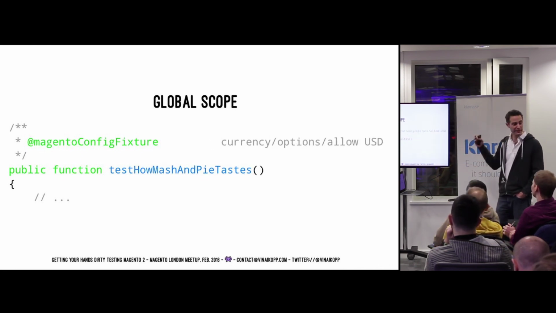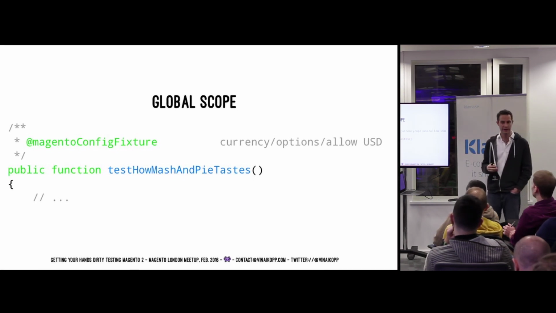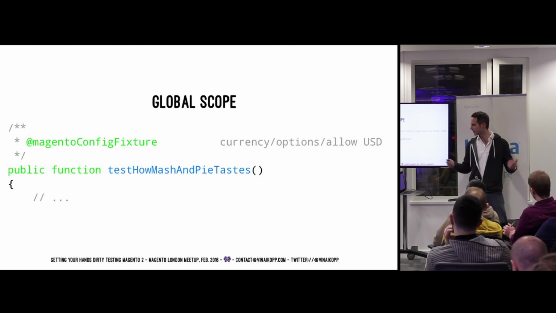Okay, then we can also specify global scope config fixtures here by simply omitting the store, and then it's like a global config fixture. So it's easy to create this kind of fixture, and that's a very common task when writing integration tests.